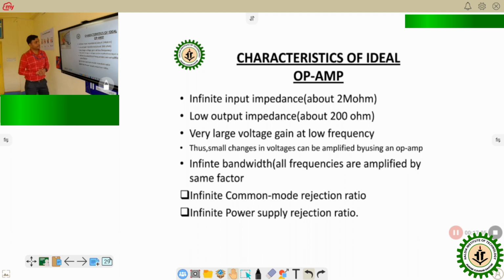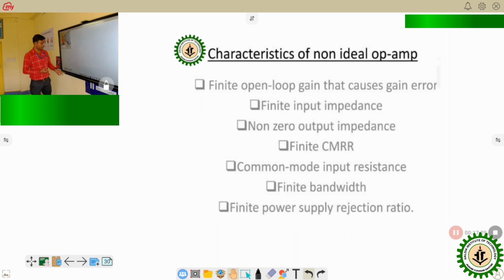So characteristics of an ideal op amp: infinite input impedance, its value may be 2 mega ohm. Low output impedance, that means nearly 200 ohm. Very large voltage gain at low frequency. Infinite common mode rejection ratio, CMRR. Infinite power supply rejection ratio. So these are the characteristics of an ideal op amp.